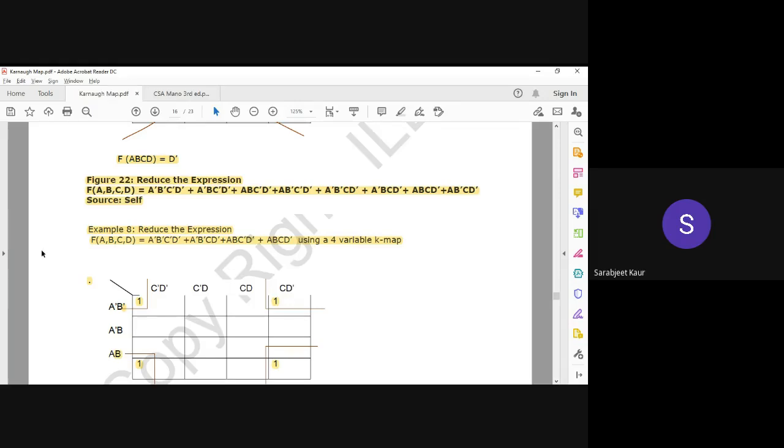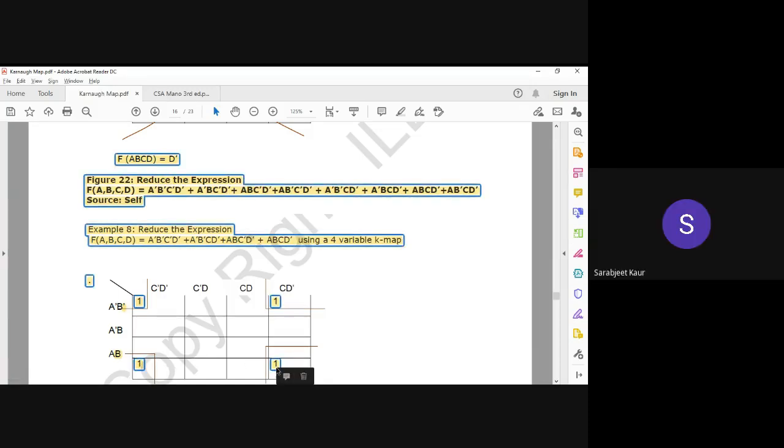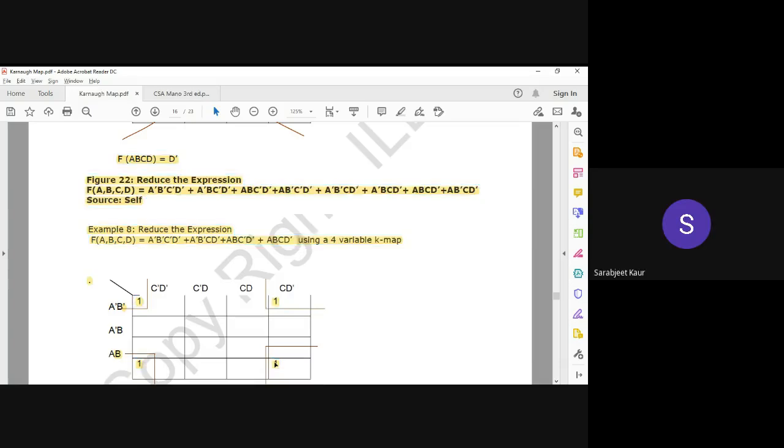Since these two ones can be considered adjacent to these two ones. Excuse me, ma'am.